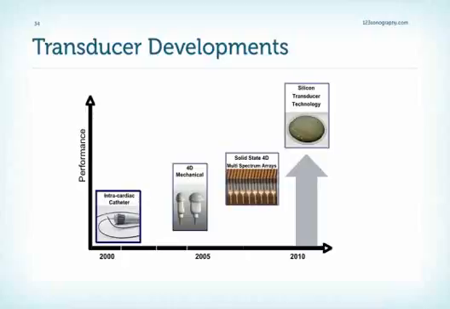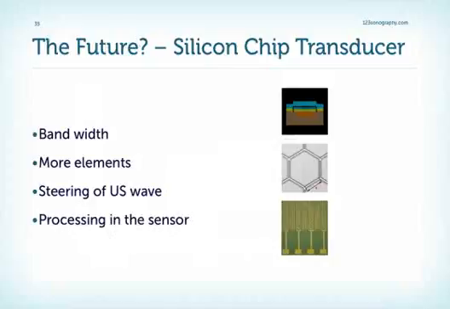Just to give you a better feeling of what this could maybe offer to us in the future, just a few slides which show you what the advantages are. We have higher bandwidth, we can use much more elements. We can steer the ultrasound wave much better. And we can, which is very important, perform the processing within the sensor. Such transducer chips would be produced very similar to the way that we produce chips for the computer industry.